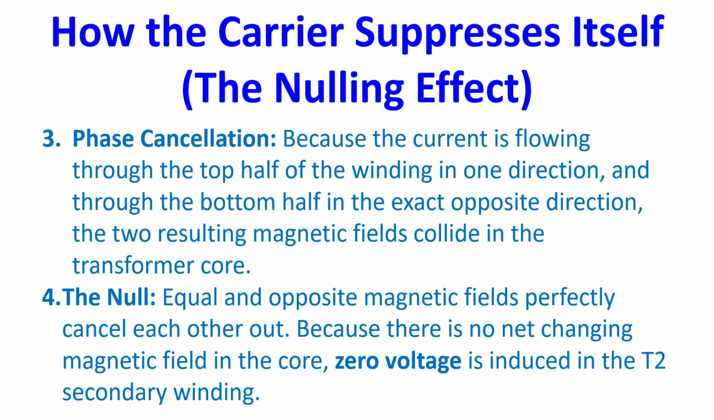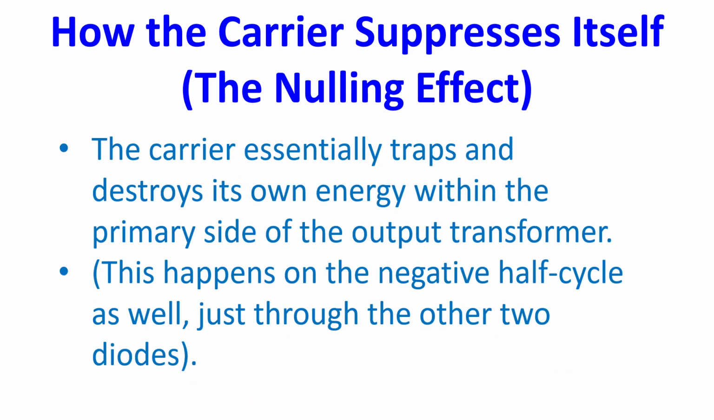The null. Equal and opposite magnetic fields perfectly cancel each other out. Because there is no net changing magnetic field in the core, zero voltage is induced in the T2 secondary winding. The carrier essentially traps and destroys its own energy within the primary side of the output transformer. This happens on the negative half cycle as well, just through the other two diodes.